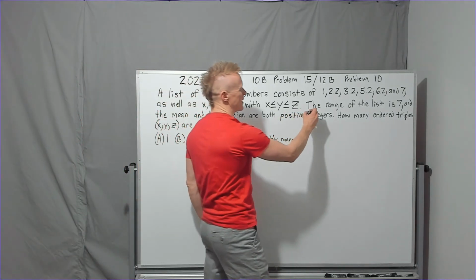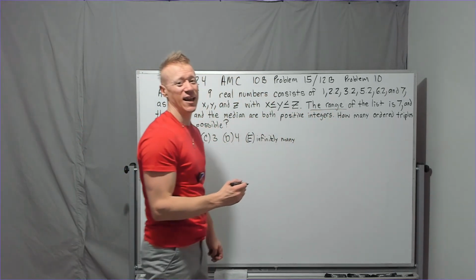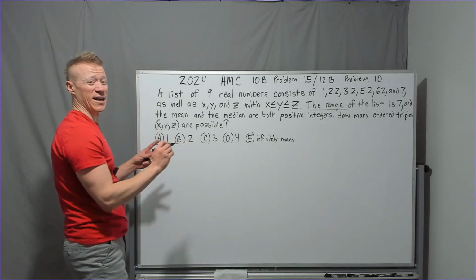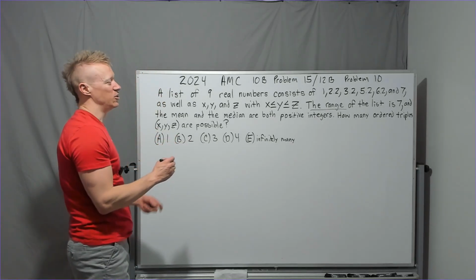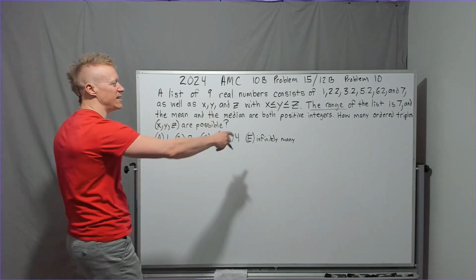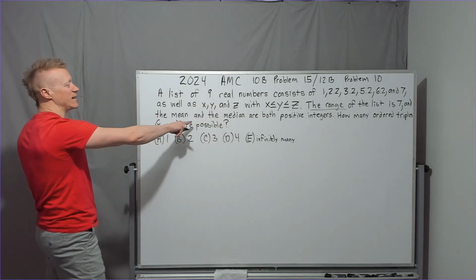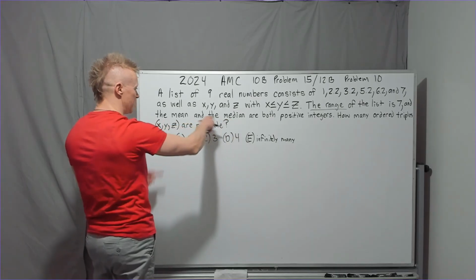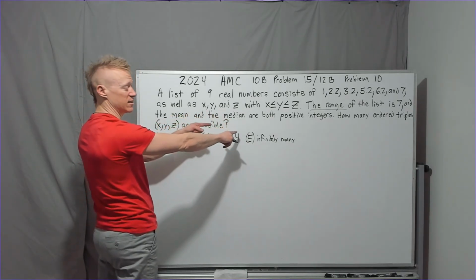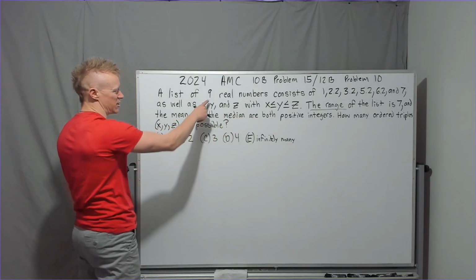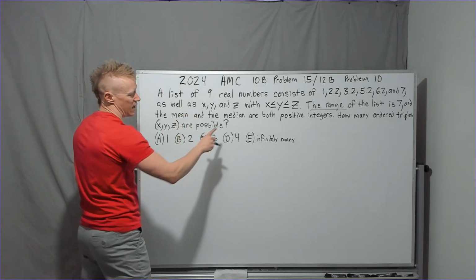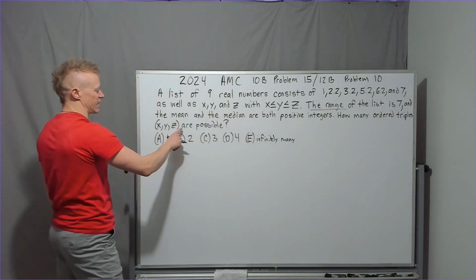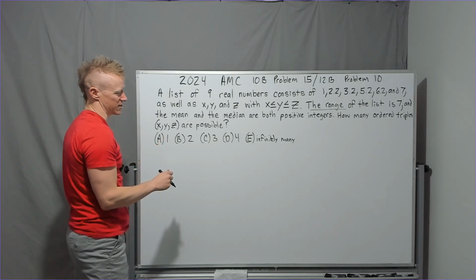This plays a significant role in that reasoning, and if you manage to apply it correctly, it probably didn't take you as long as it took some other people who got lost in a couple of the details. And the mean and the median, the average and the middle number, are both positive integers. Because you have 9, it will be one number only. How many ordered triples x, y, z are possible?